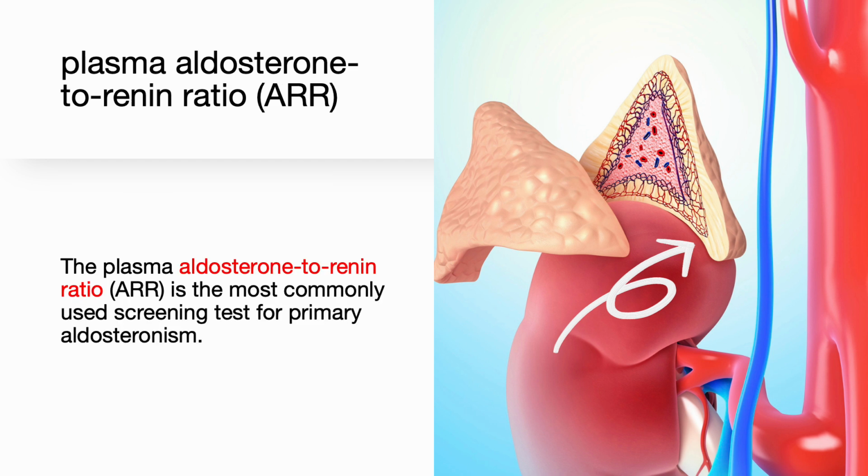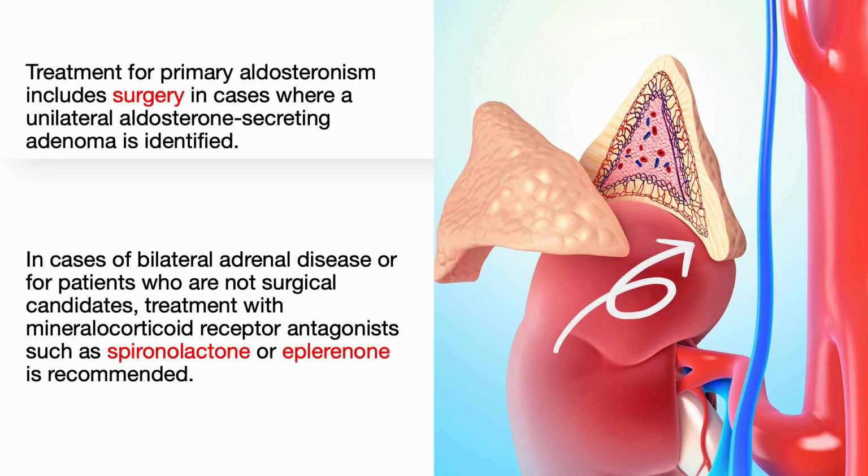The plasma aldosterone to renin ratio, in short ARR, is the most commonly used screening test for primary aldosteronism. Treatment for primary aldosteronism includes surgery in cases where a unilateral aldosterone-secreting adenoma is identified. In patients with bilateral adrenal disease, or for patients who are not a surgical candidate, treatment with a mineralocorticoid receptor antagonist such as spironolactone or eplerenone is recommended.